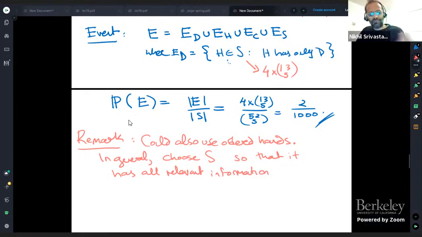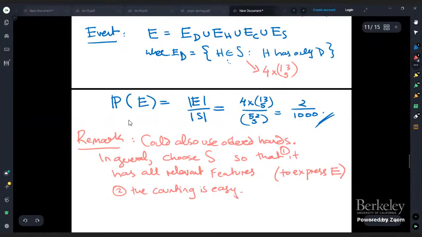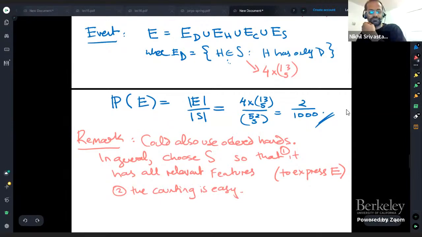Like if you were playing a game of cards where the order mattered, then you would have to use an ordered sample space. Otherwise, you couldn't even write down events that talk about the order, right? So to express the event E, choose S so that it has all the relevant features, and 2, so that the counting problems are easy. So if we use ordered hands, the answer will still be the same. You'll just end up dividing by 5 factorial in both cases.